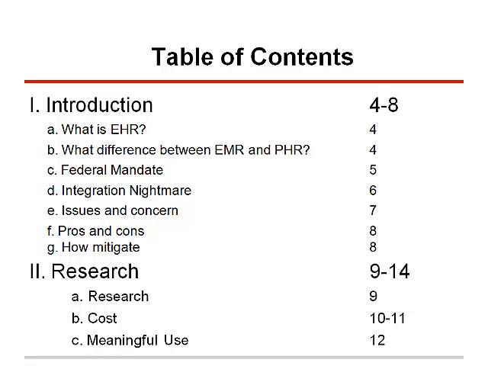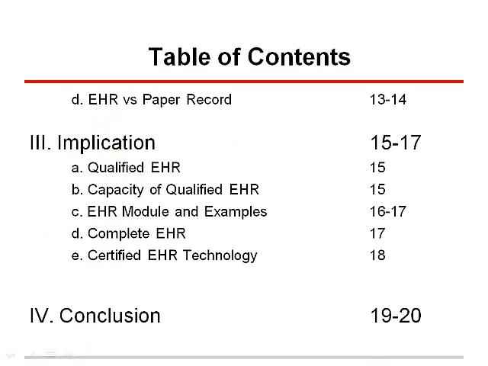Following our introduction, we begin our research portion of the presentation, which includes general research of EHR, the cost of using EHR, the meaning behind its use, and how EHR compares with paper records. After discussing the research behind the electronic health records, we will discuss the implication of the technology. This will include qualified EHR, the capacity of qualified EHR, EHR module and examples, complete EHR, and certified EHR technology. To sum up our presentation, we will read our conclusion.